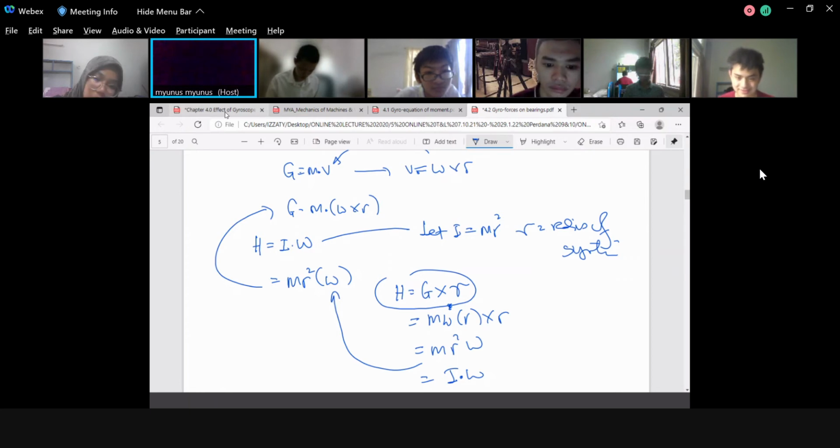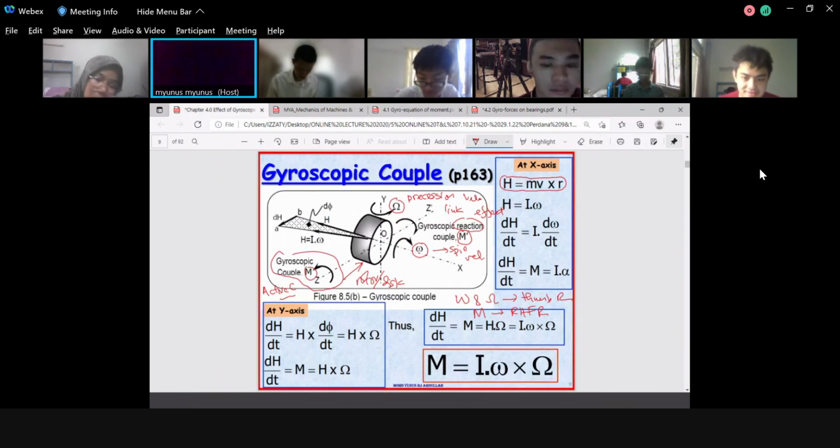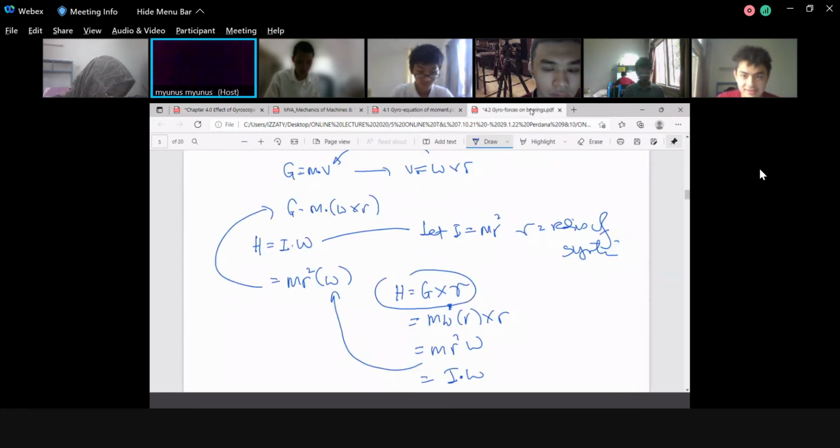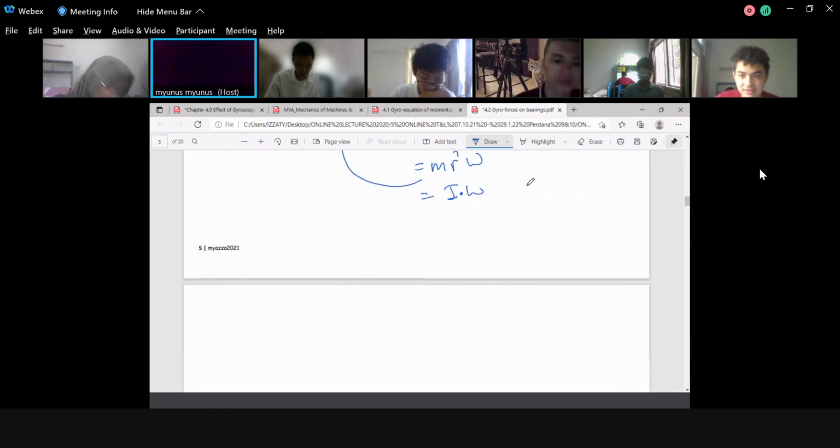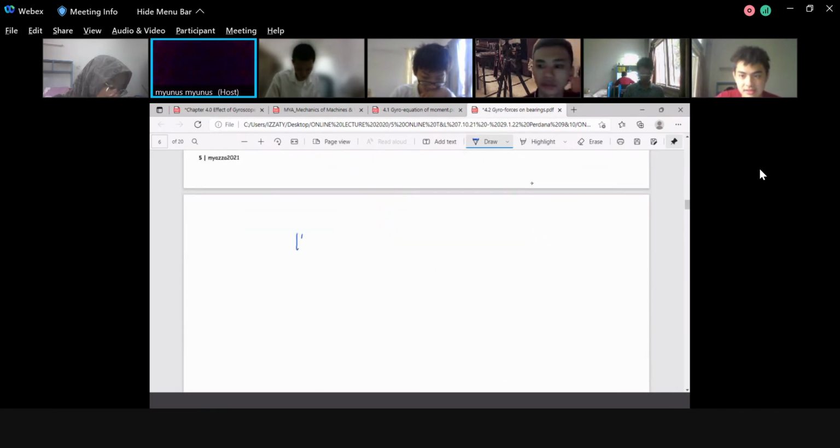Okay, go back here. What you learn in dynamics is basically this. Dynamics says that H equals I dot omega, correct? But this is at that particular instant, at that particular instant.